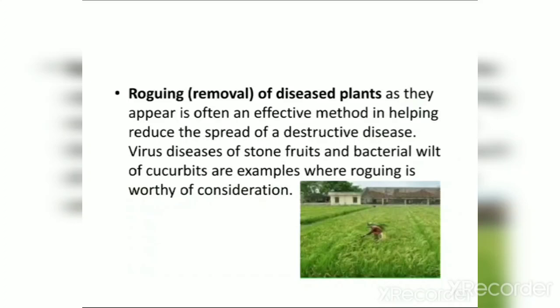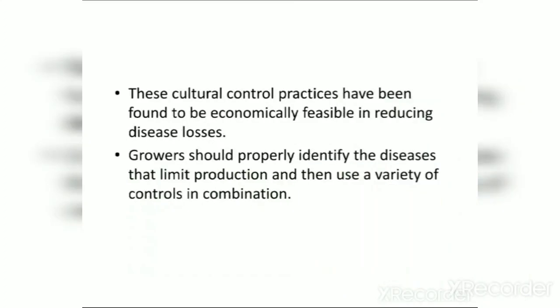Growers should properly identify the disease that limits production and then use a variety of control measures in combination. So here we studied cultural practices. The cultural practices can be integrated, and we can adopt multiple options of cultural practices to reduce the inoculum level of a particular pathogen that is being targeted for the next crop season of the main crop.